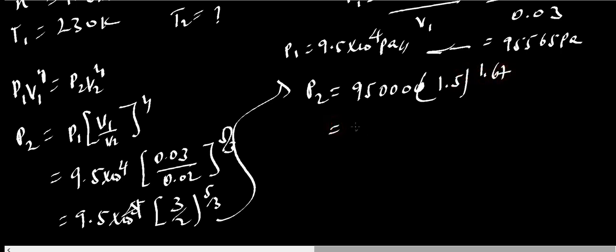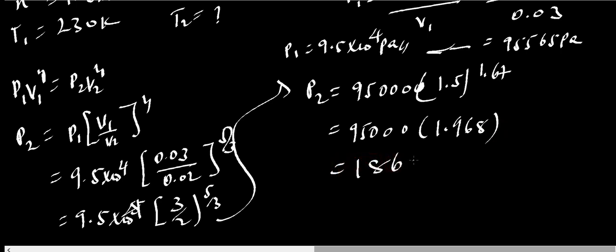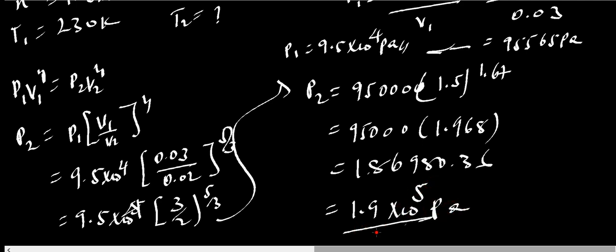This is equal to 95000. Squaring this and multiplying by 1.67, we get 1.968 equal to 186980.36 approximately, or in significant digits, approximately 1.9 times 10 to the power of 5 pascal.